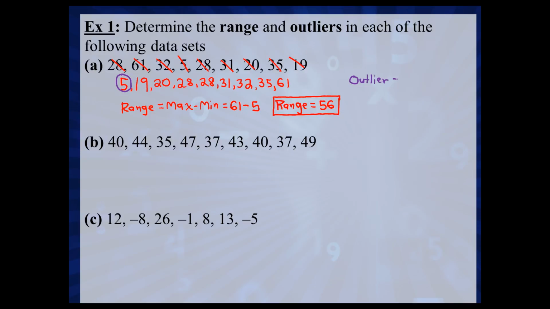Then let's look at the other end of the data set. 61. Is 61 close to 35, 32, etc.? No. Again, it's way off. So that would also be an outlying data point. So we have two of them. We have 5 and we have 61.